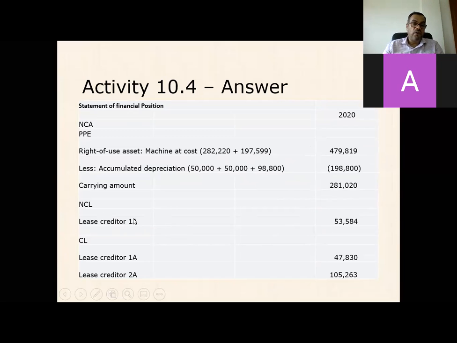Then as we followed the same rule in separating the liability into non-current liability and current liability, we have to do it like this. So for the lease 1A it is this much, for 2A it is this much. So these are the amounts to be settled in the next year.